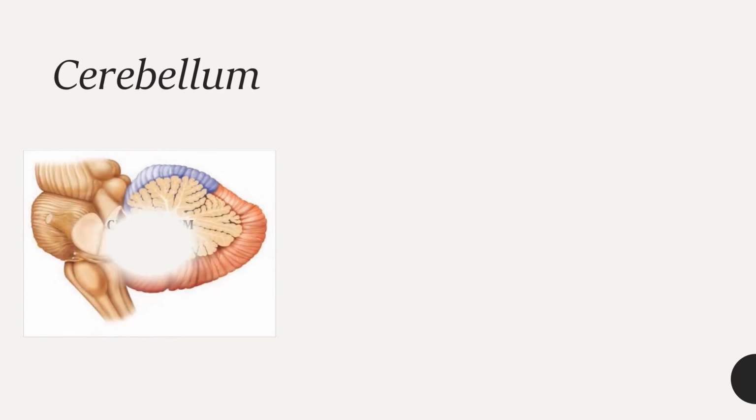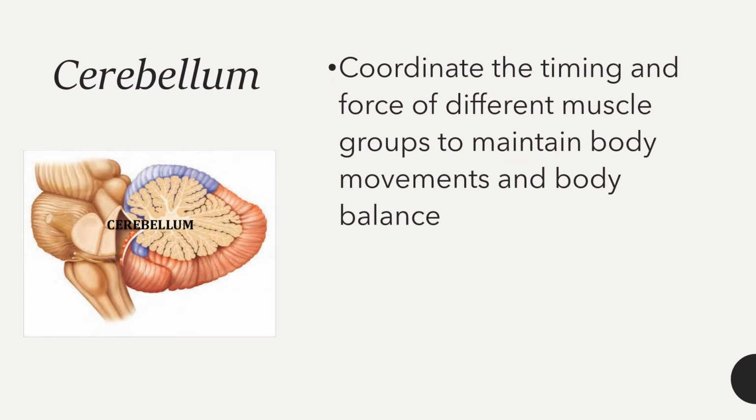Now let's see what are the functions of the cerebellum. The cerebellum is located below the cerebrum and it is not as large a part as the cerebrum. Here you are given a diagram of the cerebellum. Now, the cerebellum is involved in maintaining coordination and balance of our body. It controls and coordinates the timing and the force of different muscles that are needed to perform certain actions. So the main function is that it is involved in maintaining body balance.